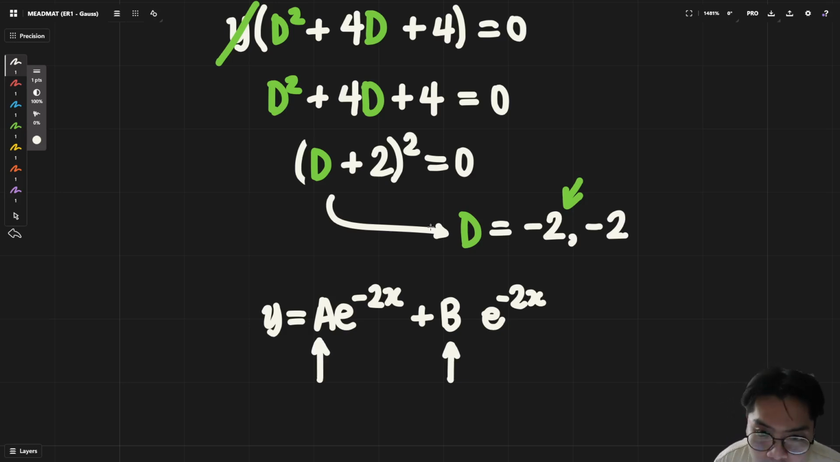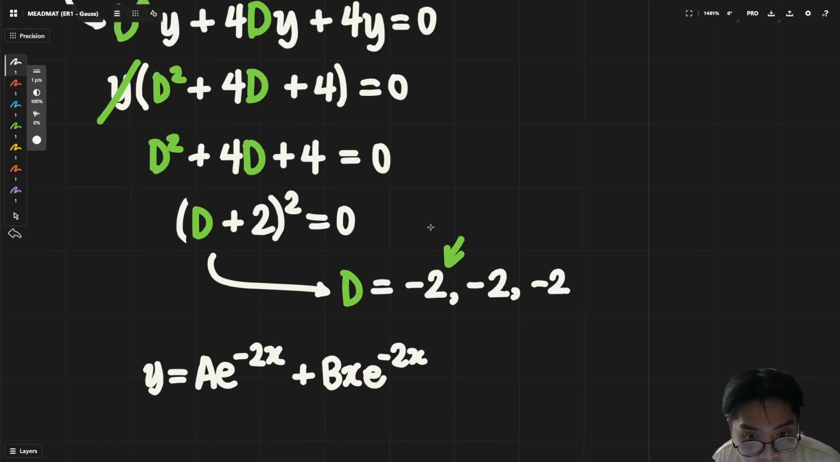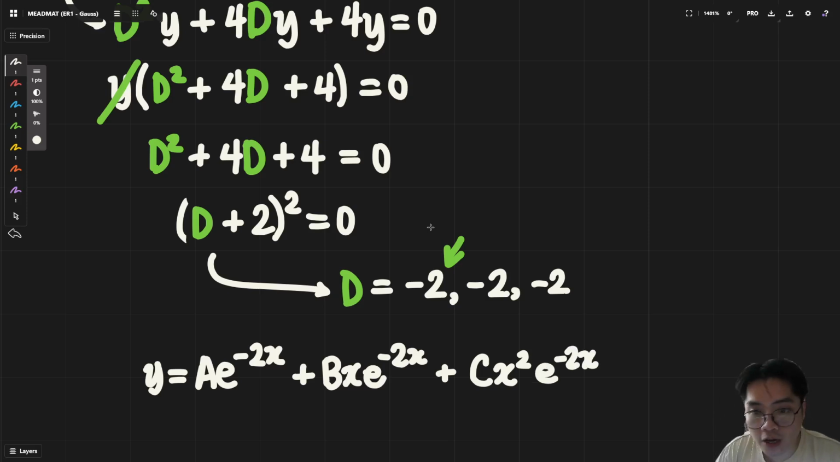Well, what's going to stop them from combining is that you introduce what we call a linear combination. This is the same kind of adjective that we have seen before in our earlier discussion of linearity, right? Another way to phrase it is that you prevent them from combining by including now an x. The more copies you add, say for example you got negative 2 three times, you will add in here now cx squared e raised to negative 2x.